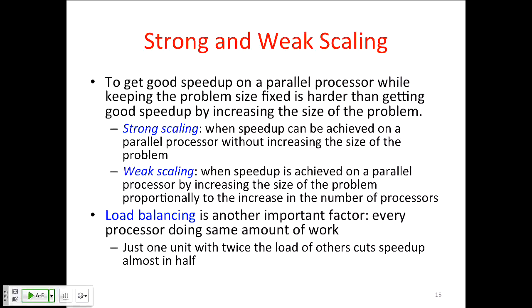Otherwise, it's hard to get speed up because you're waiting for one of the processes to finish their piece of the work. For example, if one of the pieces of work takes twice as long as all the other pieces, that's going to automatically cut your maximum speed up by a factor of 2. Because you're just waiting for that one, and everybody else is sitting there idle. So it's important how you spread the work out across the units.